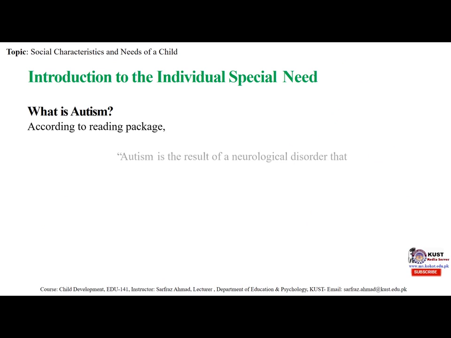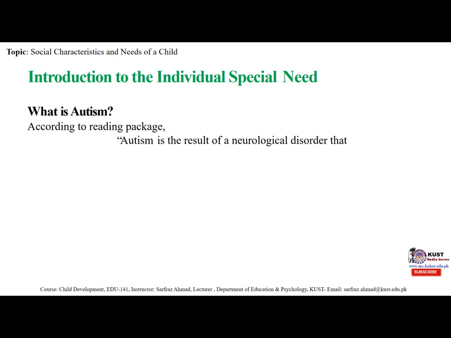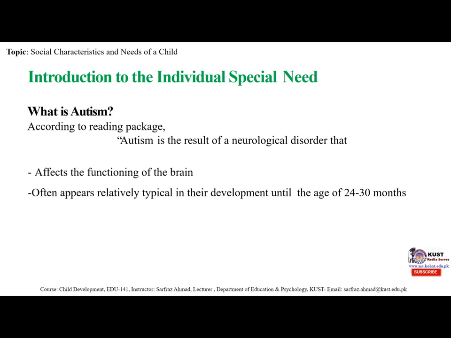According to the reading package, autism is the result of a neurological disorder that affects the function of the brain and often appears relatively typical in their development under the age of 24 to 30 months. This is the problem that remains with the child if they don't get the proper attention of their parents or their family. Their brain may get neurological disorders, and that may affect the function of the brain, and that also reflects typically on their development.